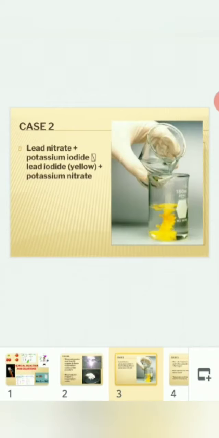Case 2. Lead nitrate plus potassium iodide gives lead iodide, which is a yellow precipitate, plus there is a formation of potassium nitrate.